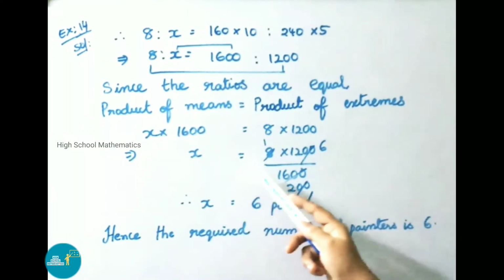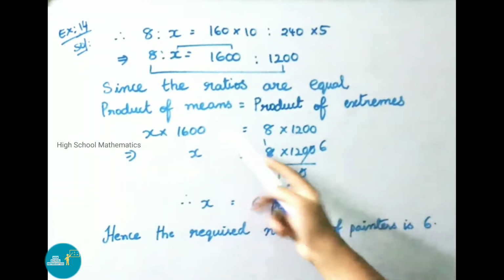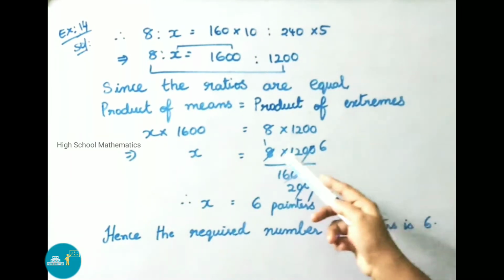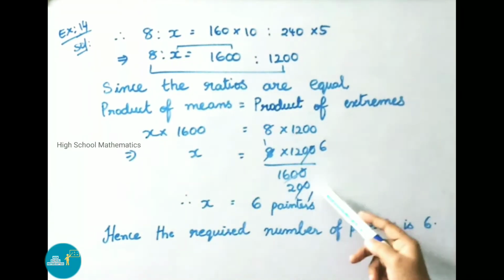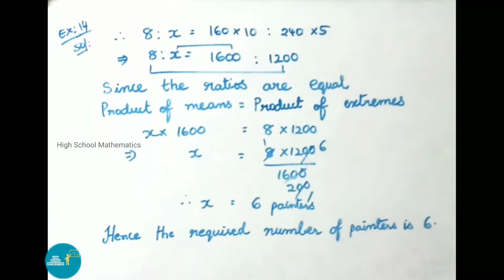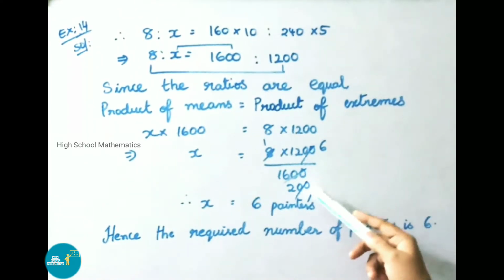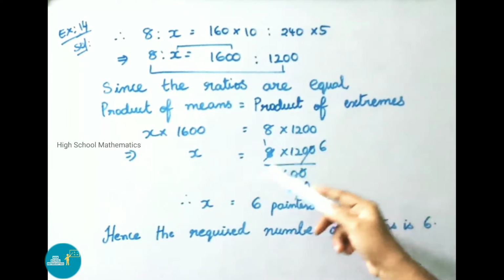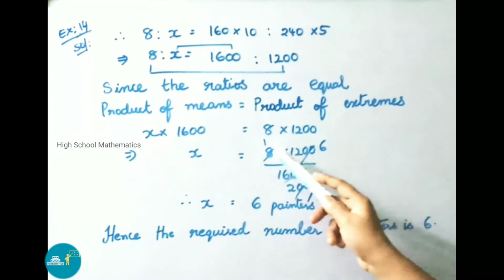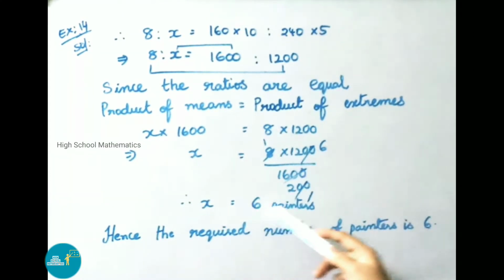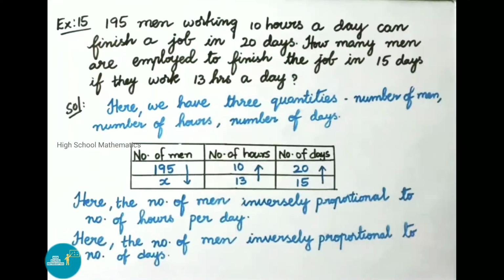That implies X equals 8 into 1200 by 1600. 8 ones are 8. 8 into 1200 over 1600, cancelling, gives 6. Therefore X equals 6 painters. Hence the required number of painters is 6.